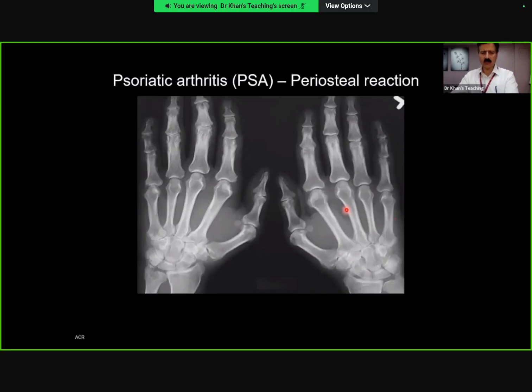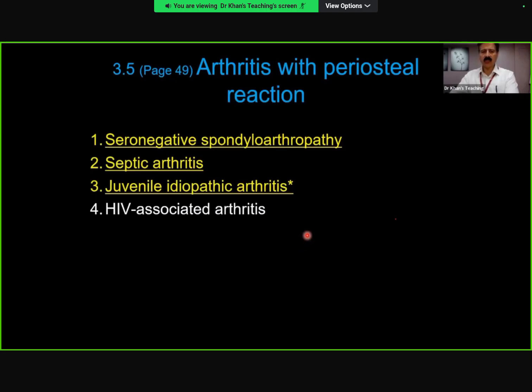Now, please remember that if you see periostitis as in periosteal reaction, top of the list should be psoriasis. And this is the differential in your Chapman, arthritis with periosteal reaction, and seronegative arthritis is the most common, and within that, PSA is the most common.